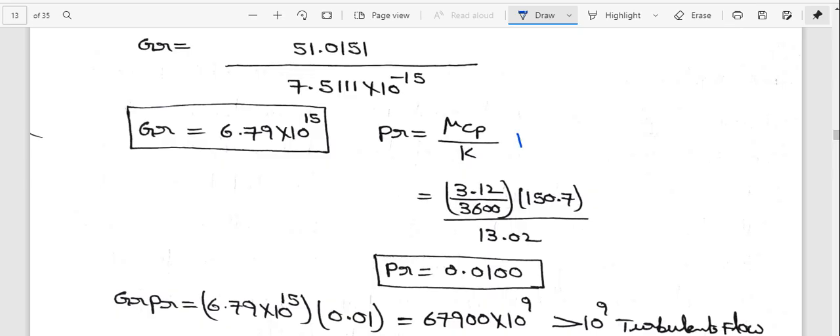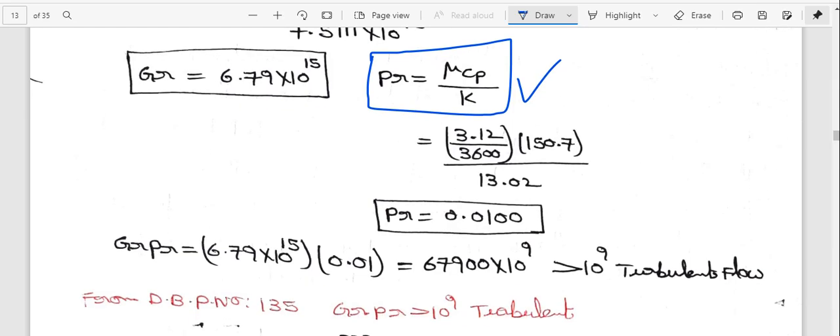So Prandtl number is equal to mu Cp by K. This is the standard formula for Prandtl number. In case any value is not given in the question, we need to calculate the Prandtl number value from data book page number 111. So we need to substitute the mu value, Cp value and K value like this. So Pr equal to 0.01.